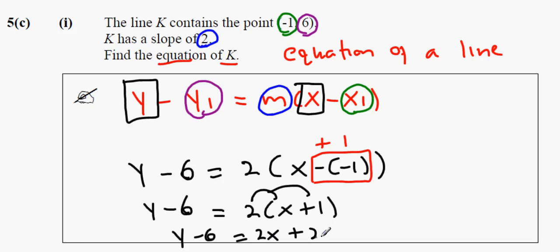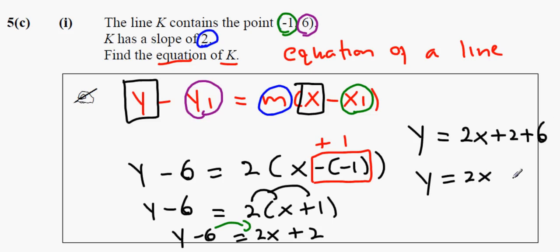What I want us to do is get the y on its own, so bring the 6 over the other side, and what we get here is y equals 2x plus 2 plus 6, y equals 2x plus 8. Okay?